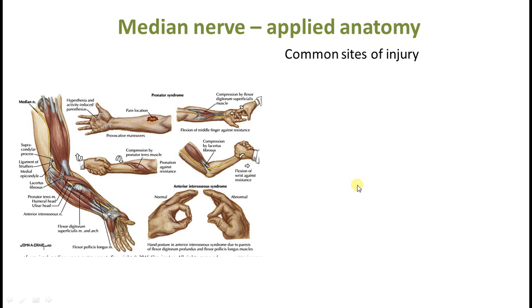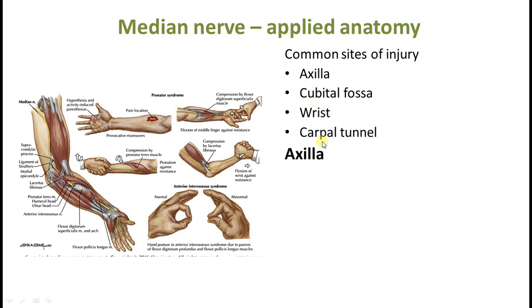Okay. Now coming to the applied aspects. The most common sites of injury: in the axilla, it might take place. So naturally in the axilla, median nerve or sometimes directly the brachial plexus injury can cause symptoms of median nerve. Then in the cubital fossa, supracondylar fractures of the humerus mainly can lead to compression of the nerve or compression of the brachial artery. Then in the wrist, then in the carpal tunnel.